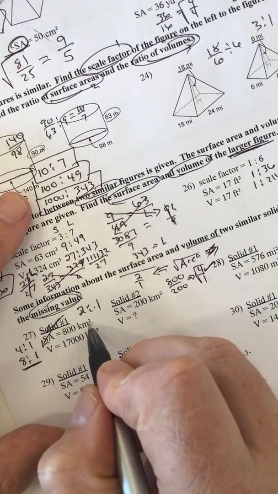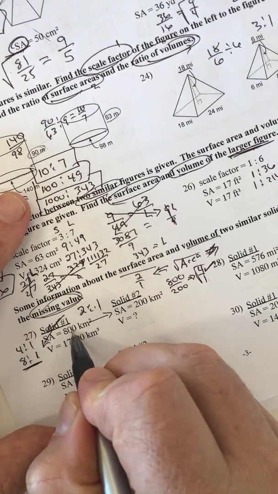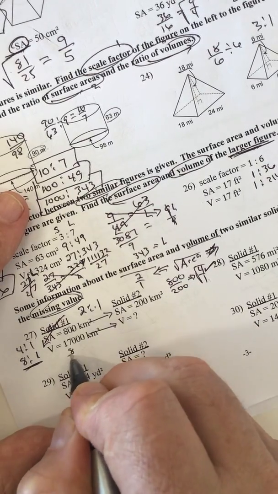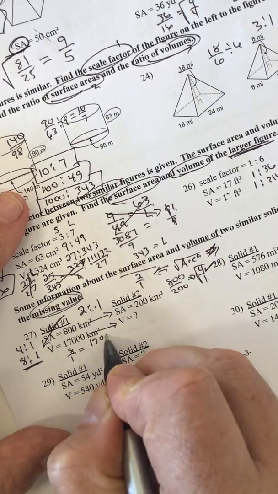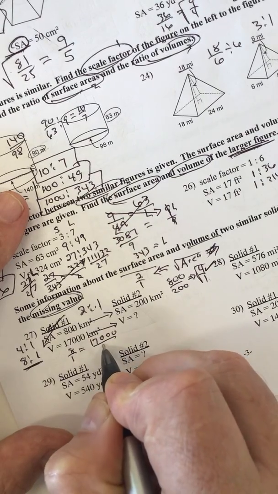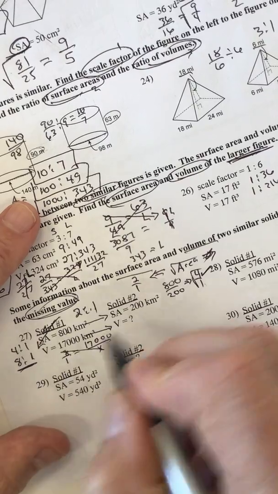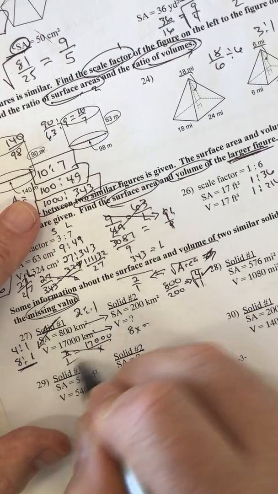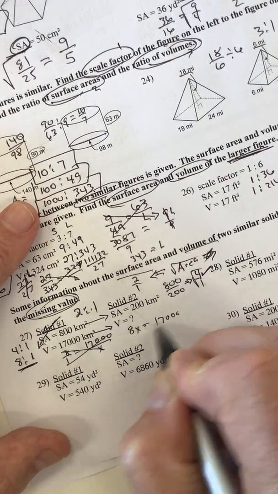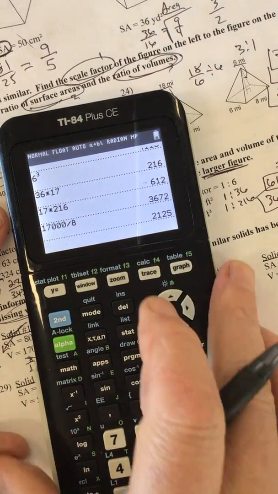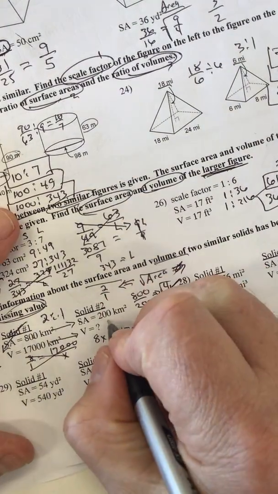Okay, so this is big to small. We're going large to small. So I have 8 to 1 is 17,000 to small. So cross multiplying, I have 8x equals 17,000. So I just need to divide 17,000 by 8. That is 2125.